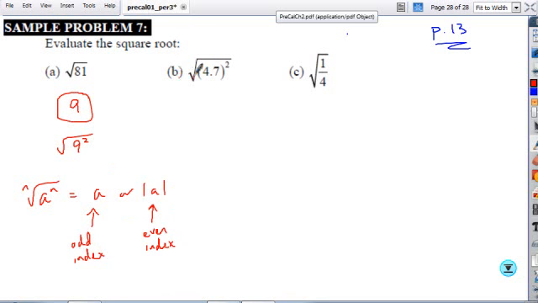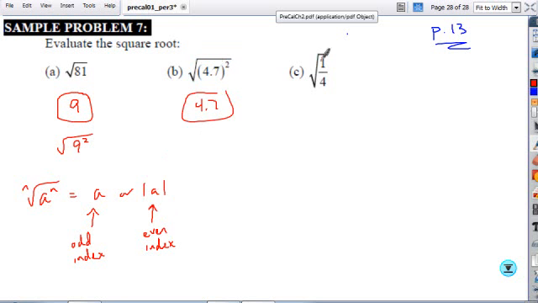Okay, what about the square root of 4.7 quantity squared? Again, it fits this same form right here. The nth root of 4.7 to the n, the index and power are the exact same number. So since it's an even index, we're going to use the absolute value of 4.7, which comes out as 4.7.